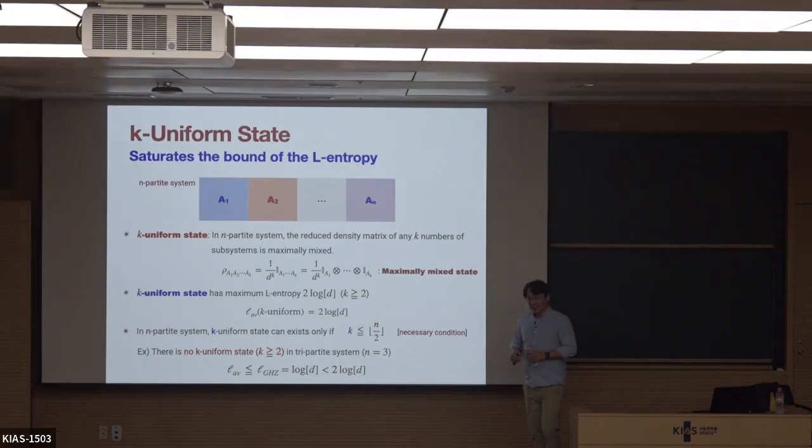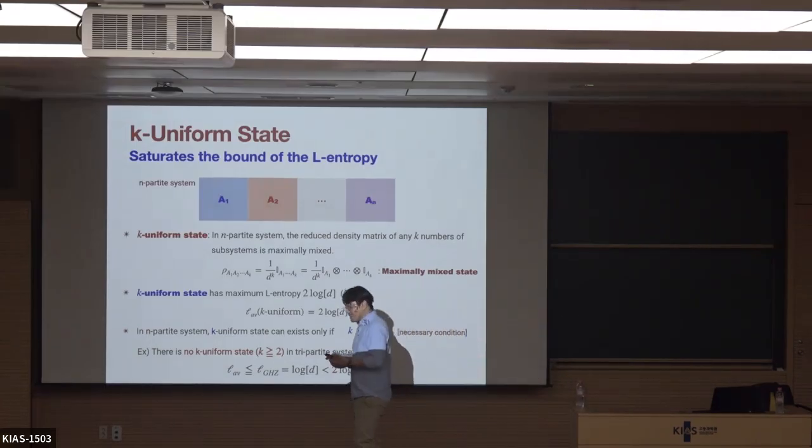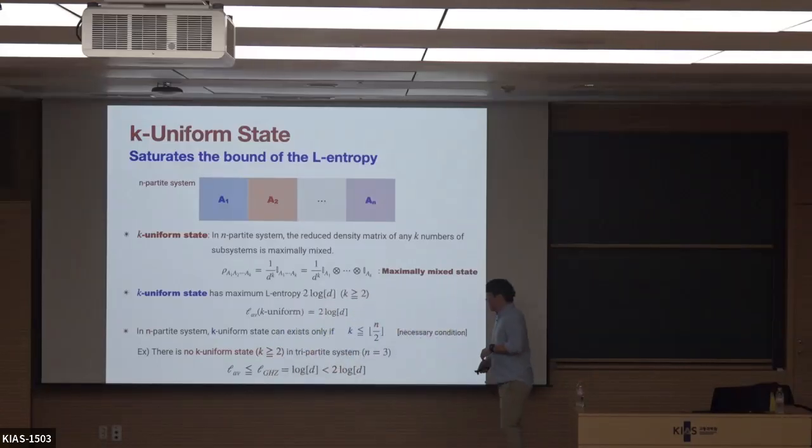When I learned the mathematics, usually the first thing they prove is existence and then uniqueness. So there are several papers on when it exists and when it does not exist. So there is a condition. There is an n-party system, and you ask whether the K-uniform state exists or not. It exists only if K is less than or equal to the floor of n over 2.